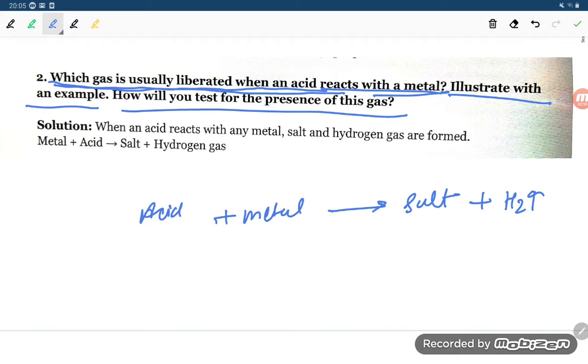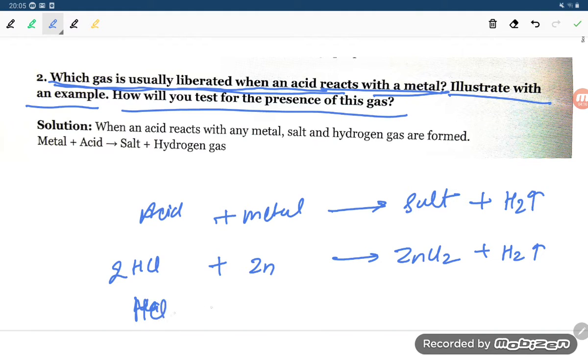For example, take HCl acid and Zn. It will give ZnCl2 plus it will liberate H2 gas. If you take HCl and Na, it will give NaCl plus it will liberate half mole of H2 gas.